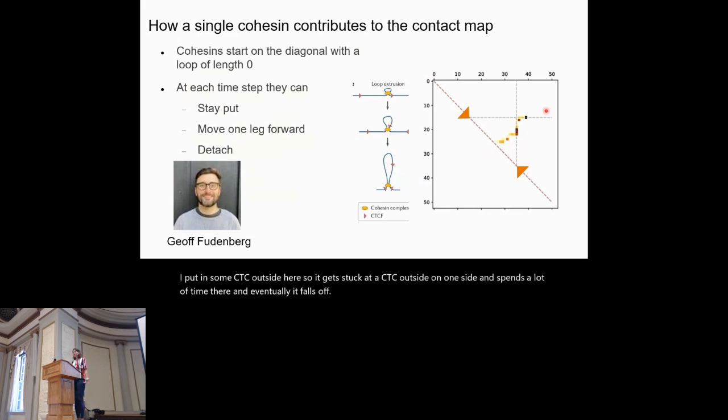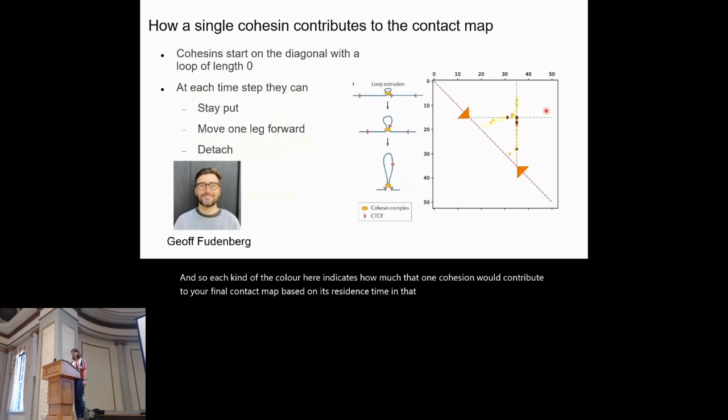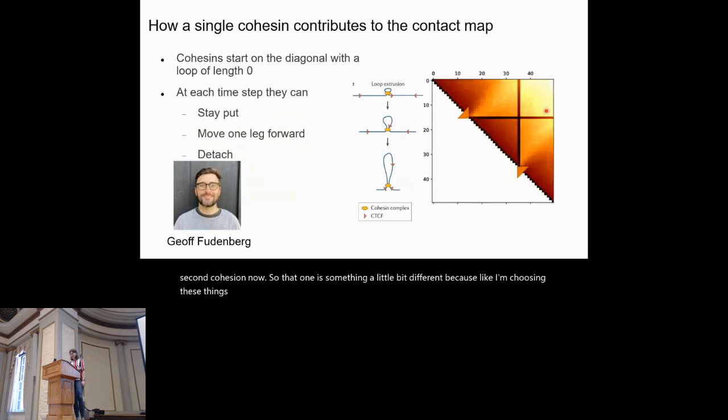Each color here indicates how much that one cohesin would contribute to your final contact map based on its residence time in that position. We can add a second cohesin now. That one did something a little different because I'm choosing these things randomly. Then I do this a lot, and I get a TAD, which I've created by placing these control points, the CTCF points. Basically what those are doing is lowering the probability that the cohesin can move past it. The probability is not 0, so I still fill this out, but it is small.